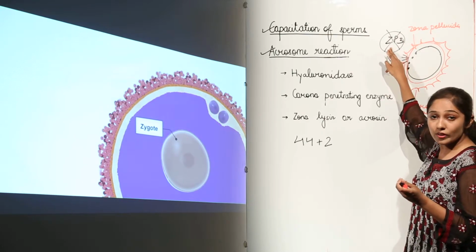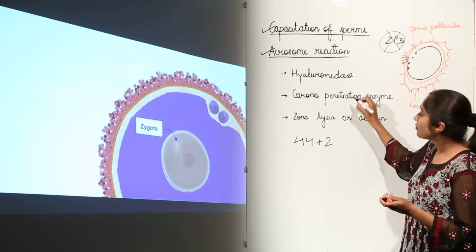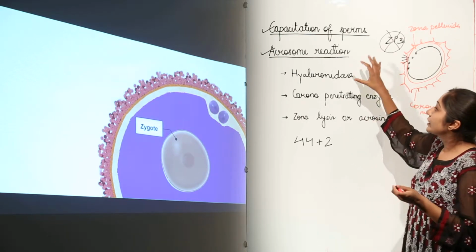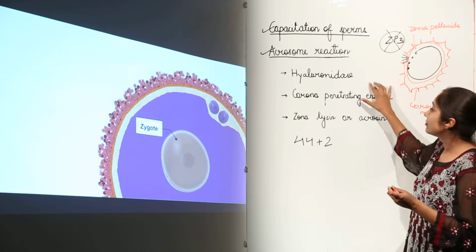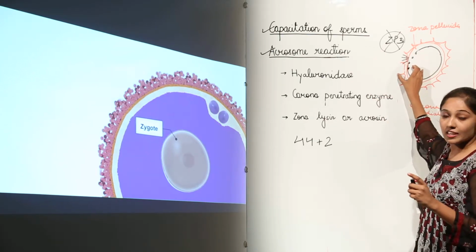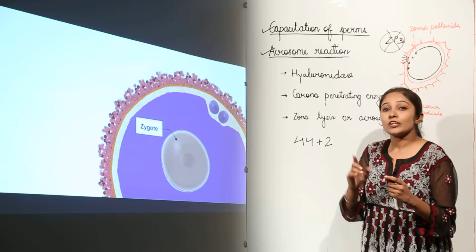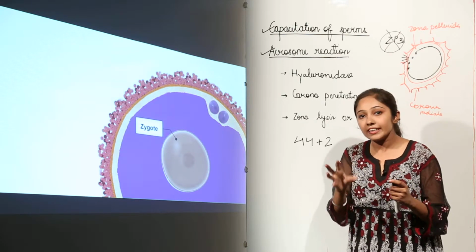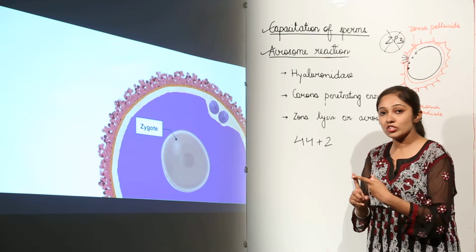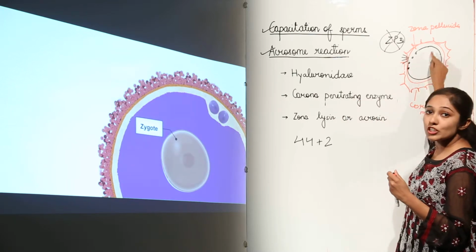When this ZP3 is inactivated, it is not going to release these enzymes, and when these enzymes are not released, what is going to happen? These sperms which have not released these enzymes will not be allowed to enter the corona radiata and zona pellucida. So this is how an ovum assures that only one sperm is going to enter the ovum or the egg. If one sperm has already fused, no other sperm will enter. This is assured by the depolarization of the membrane.